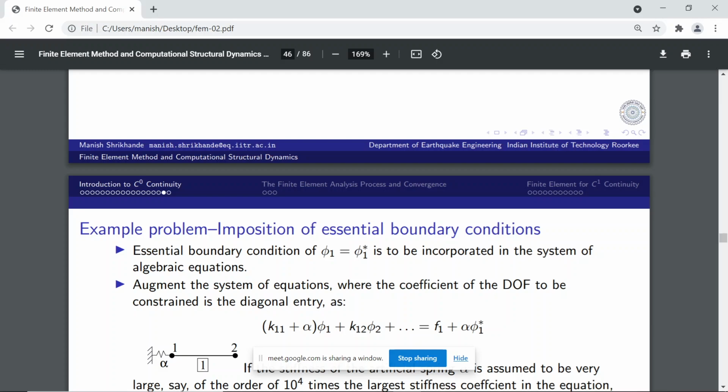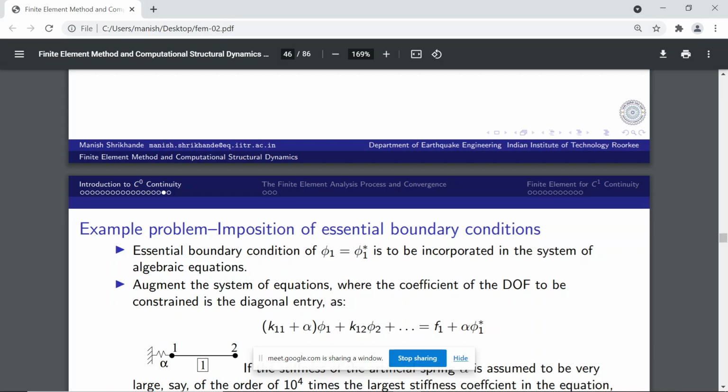So what we do here is we add alpha times phi 1 in the diagonal, and alpha times phi 1 star, that is the value that is to be prescribed. So phi 1 is to be prescribed as phi 1 star.